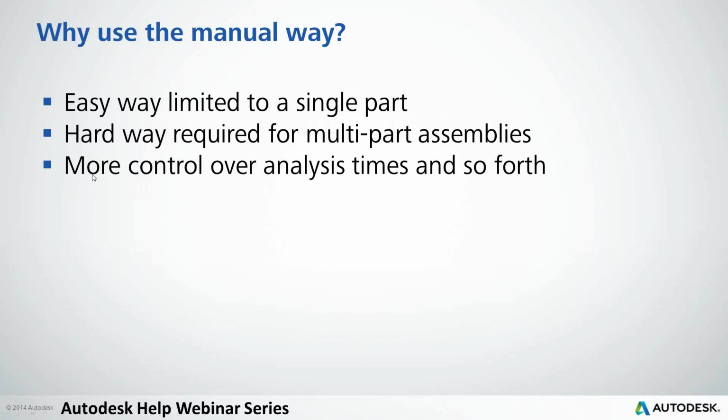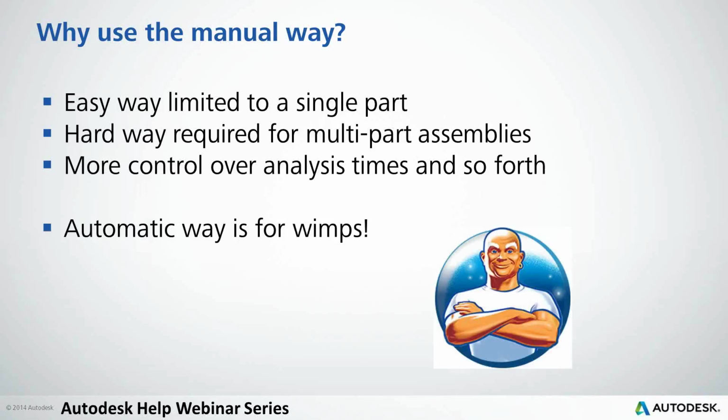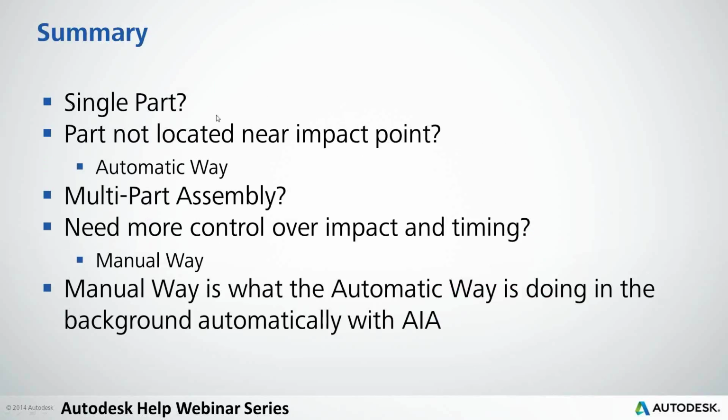And of course we used to joke that the automatic way is for wimps, but it's just an easy way to save time. So, summary: if you've got a single part, and the part's not located near what you're hitting, the automatic way is the way to do it. If you've got a multi-part assembly and you want a little more control, go with the manual way. And just for the record, the manual way is actually what the automatic way is doing automatically in the background.